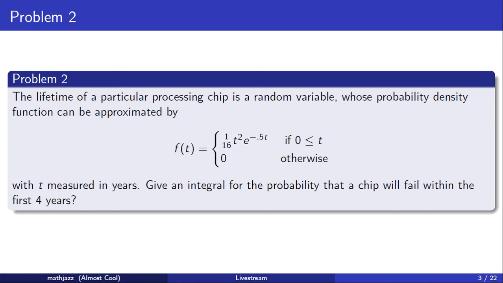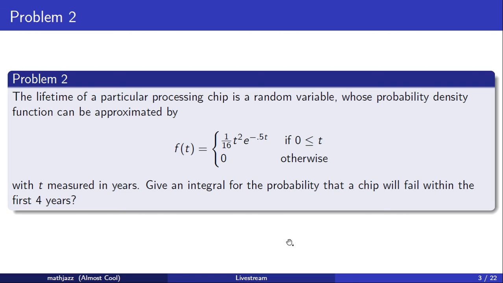Problem 2. The lifetime of a particular processing chip is a random variable whose probability density function can be approximated by this function, with time measured in years. We want to give an integral for the probability that a chip will fail within 4 years. That isn't a question, that's a statement.